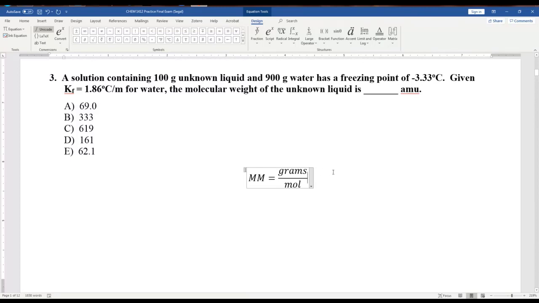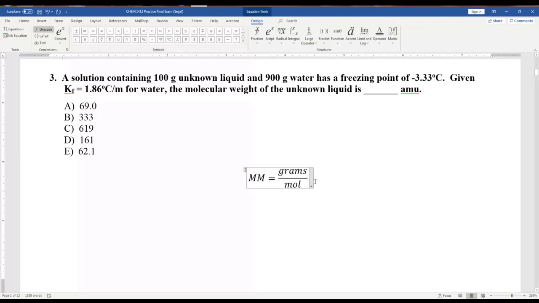And even though it says the molecular weight is AMU, the only difference between the molar mass and the molecular weight is that the numbers are going to be the same, but the units are going to be different, AMU versus grams per mole. Now, obviously, it's a little bit more complicated than that. However, this will work for our purposes.